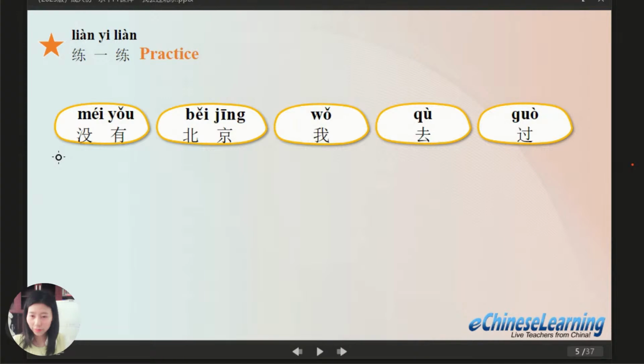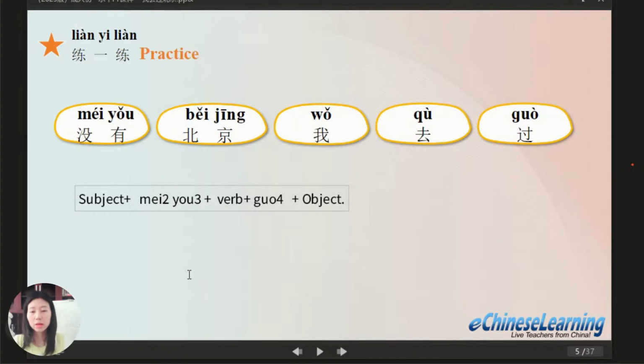So now we have the given words here. 1, 2, 3, 4, 5. We have 5 given words, right? So we are going to try to make a correct sentence according to these given words. So guys, remember, the first word we're going to put at the beginning should be the subject, right? And now the next one will be 没有, and next part will be the verb plus 过. So the last one will be the object, right? So we just need to figure it out.